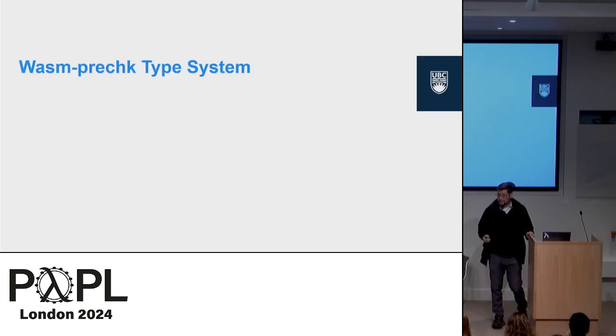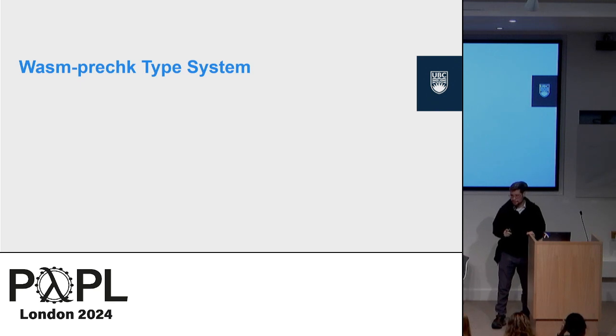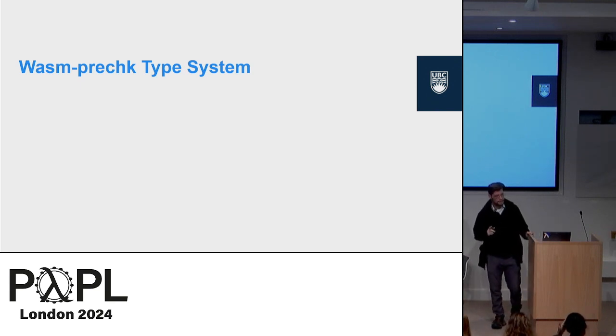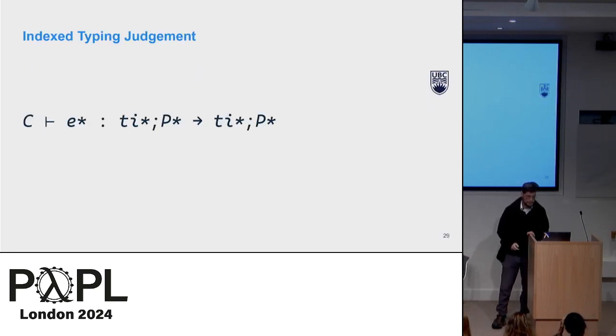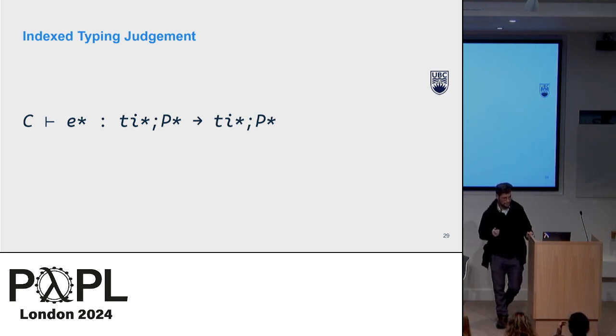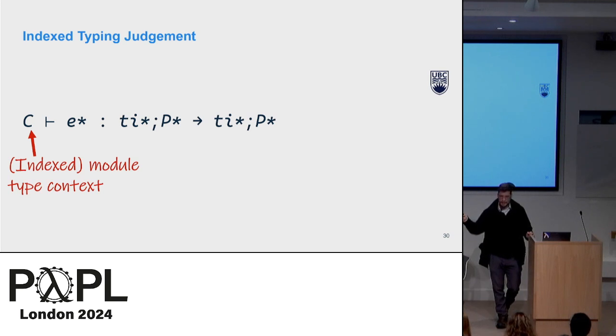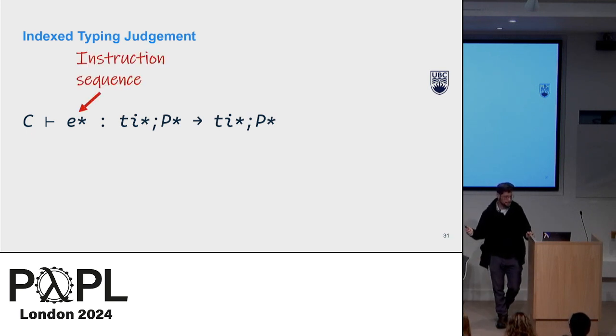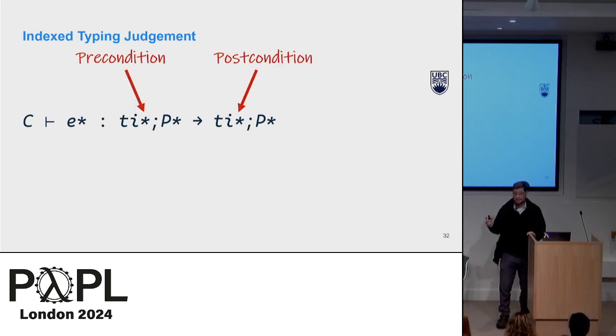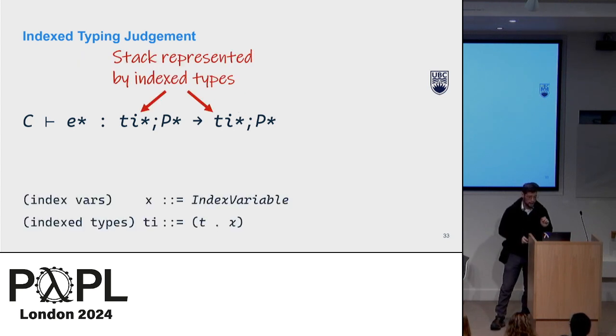Now, the Wasm-prechk type system is going to look similar to the Wasm type system, but it has a little bit more going on. So now, instead of T's on the stack before and after, we have these TIs as well as P's on the stack before and after. We still have the same module type context and instruction sequence, but now the precondition and postcondition on the stack have extra information. This TI is a pair of a primitive Wasm type T. So again, we've seen that before.